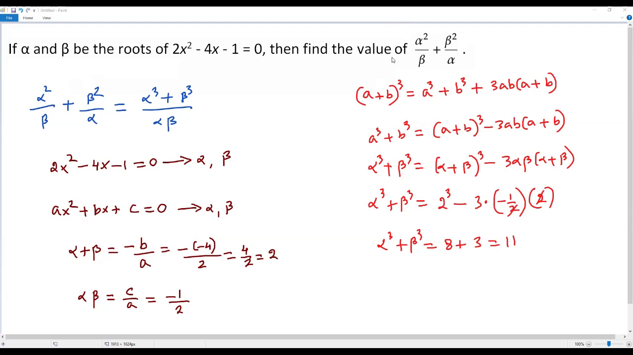Now what I'm going to do is plug in this 11 for alpha³ + beta³ over here, and for this alpha beta we have −1/2. Now 11, we can change this division as multiplication and take the reciprocal of −1/2, then it will become −2/1. So 11 times −2 is −22. −22 divided by 1 is just −22. Now I got the value of this expression. The value of this expression is −22.